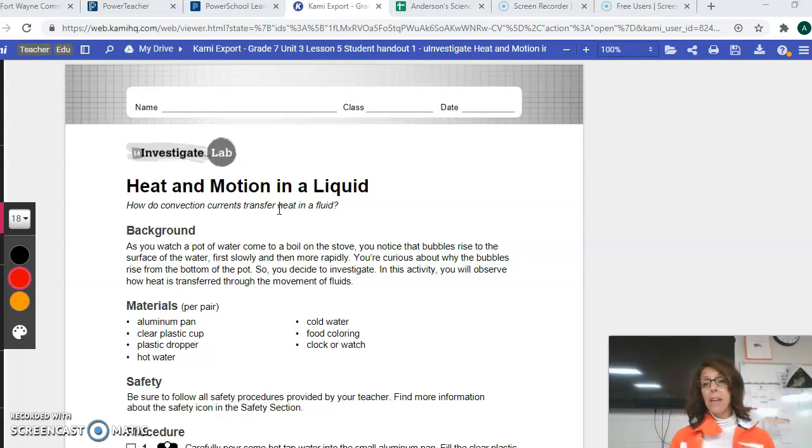Let's remember we have a quiz coming up on Earth's layers, so make sure that you're preparing for that.